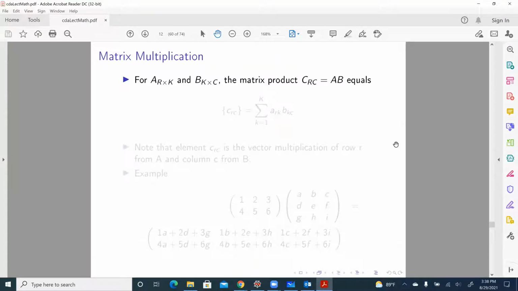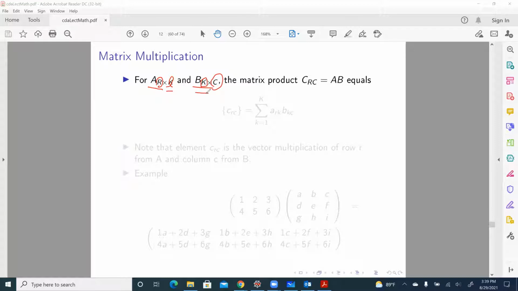Okay, let's move on to matrix multiplication. Now, matrix multiplication is when we have two matrices, right? Each having multiple rows and multiple columns. So how does the full-blown matrix multiplication work out? So let's say we have two matrices, A and B. For matrix A, we have R rows and K columns. For matrix B, we have K rows and what? C columns.